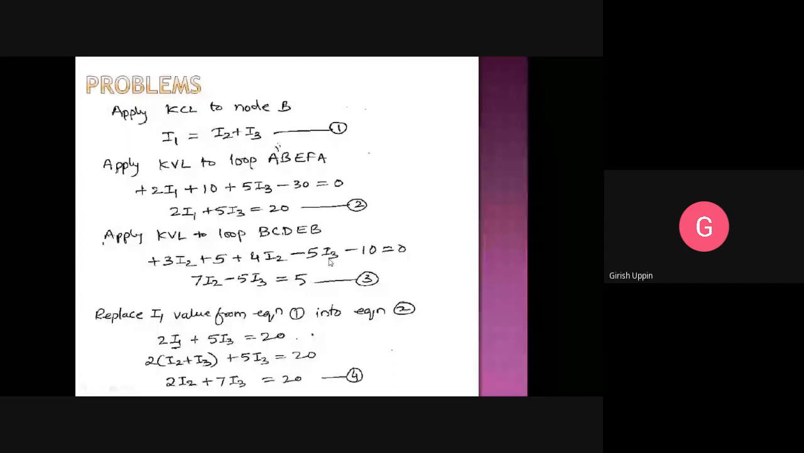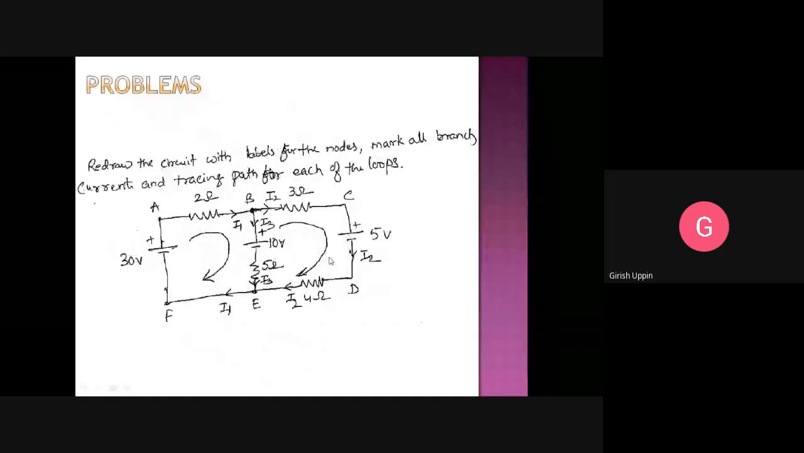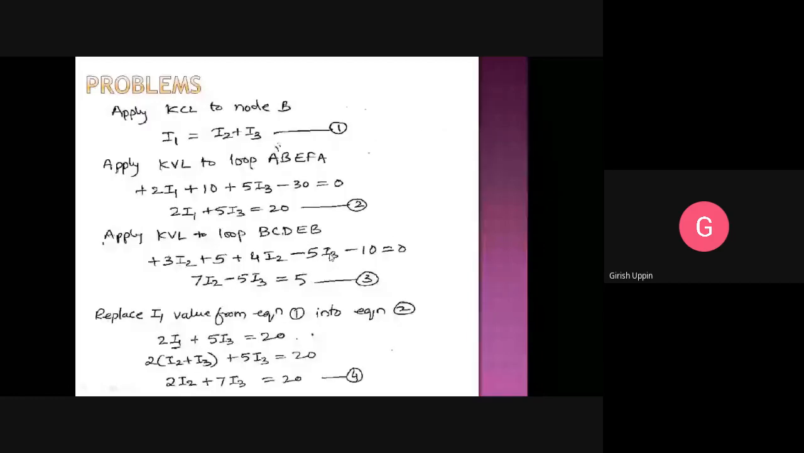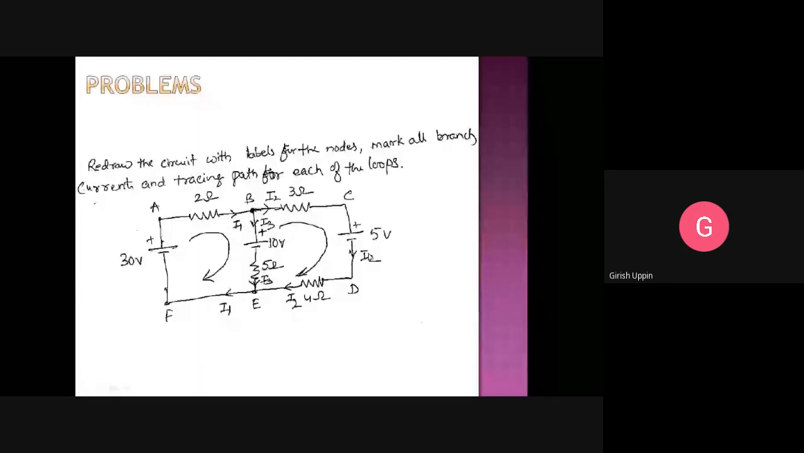Minus 5I3. Then you will continue. Now you are coming across a negative plate of an EMF source. You take this value as minus 10. You can see minus 10. Then we come back to the node B. Now all the components are done. You will say equals to 0.